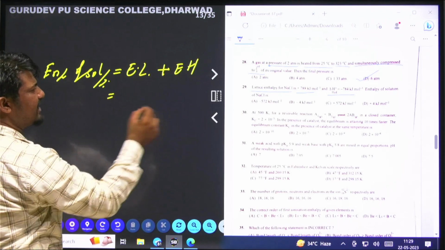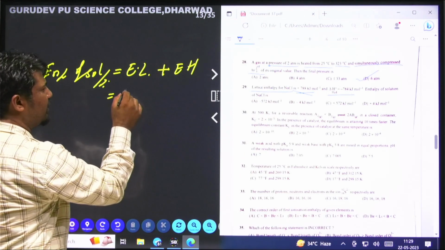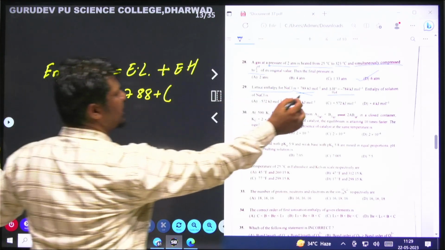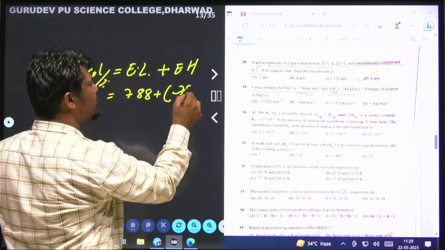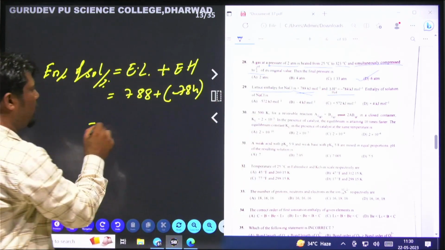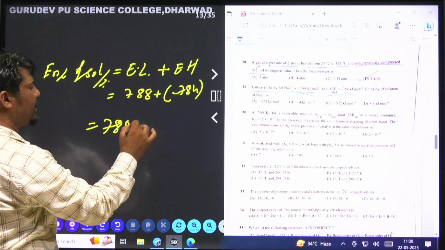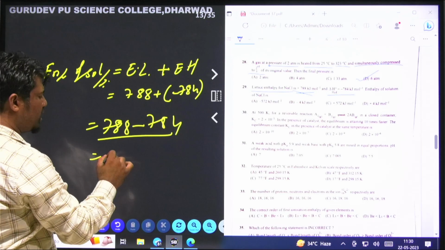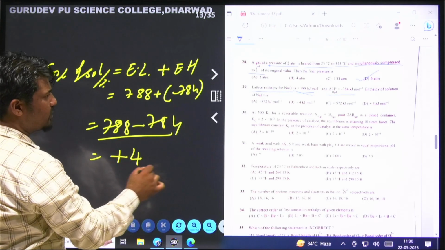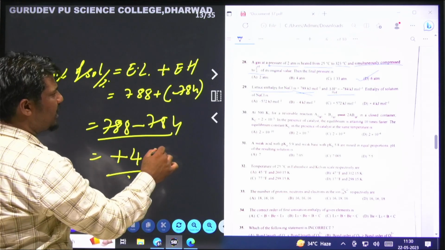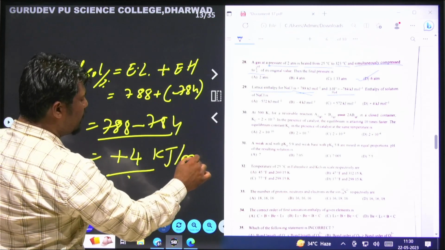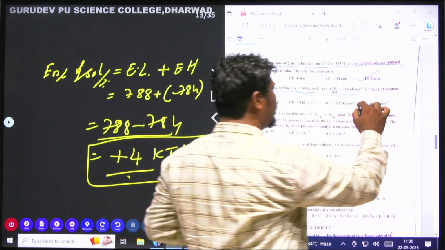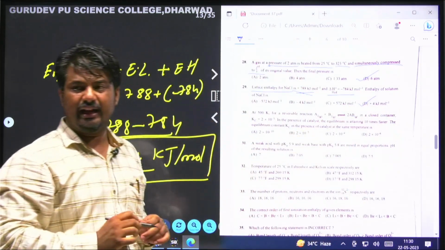So what is the lattice enthalpy of NaCl? Already it is given, 788, plus the hydration enthalpy given here, that is minus 784. So 788 plus, into minus, minus 784 kilojoule per mole. On subtraction we are going to get plus 4. So plus 4 kilojoule per mole is the enthalpy of the solution. So the answer is plus 4. That is the right option.